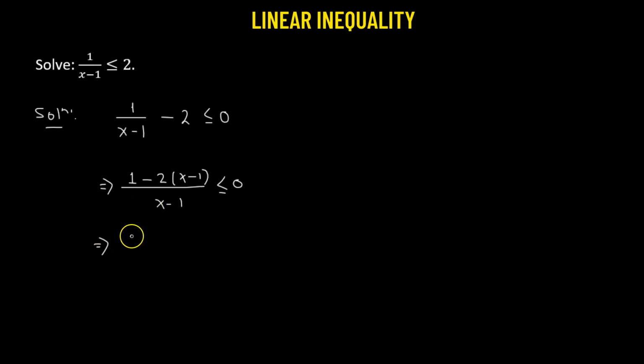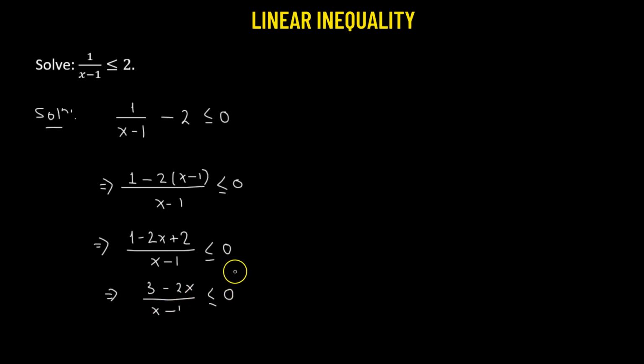Solving the numerator, we have 1 minus 2x plus 2 divided by x minus 1, which is less than or equal to 0. And this gives us 3 minus 2x divided by x minus 1 less than or equal to 0. Now we have 3 minus 2x. That means the coefficient of x is a negative number. We'll try to make it positive. In order to do that, all we have to do is multiply it with negative 1.